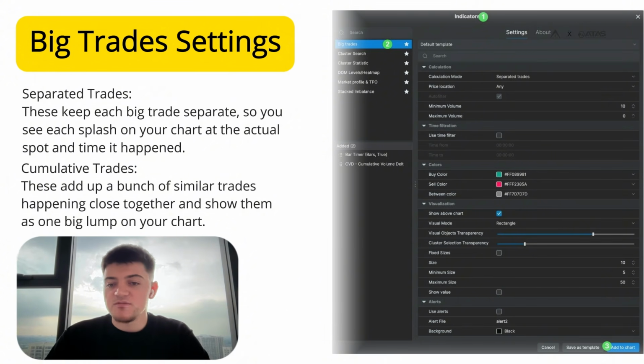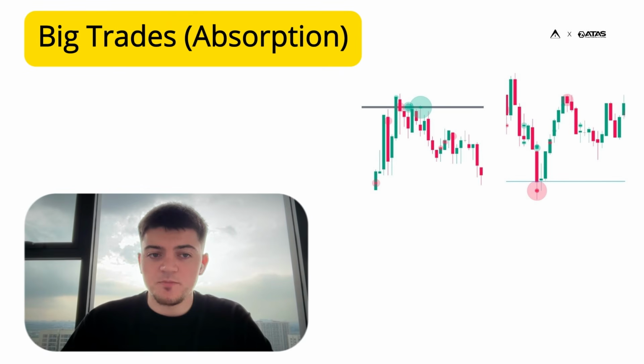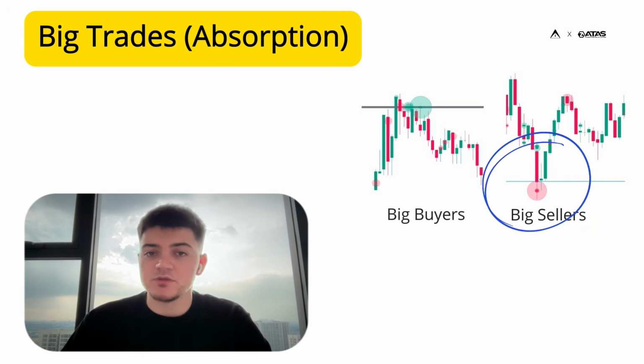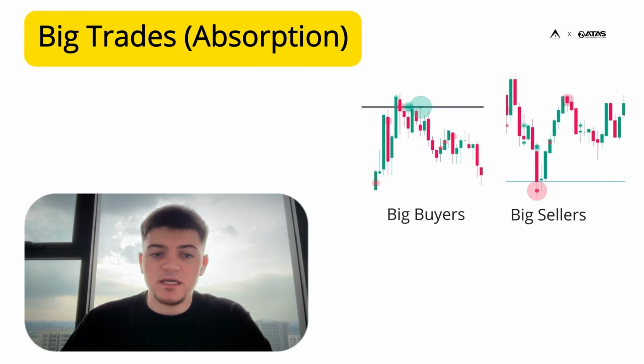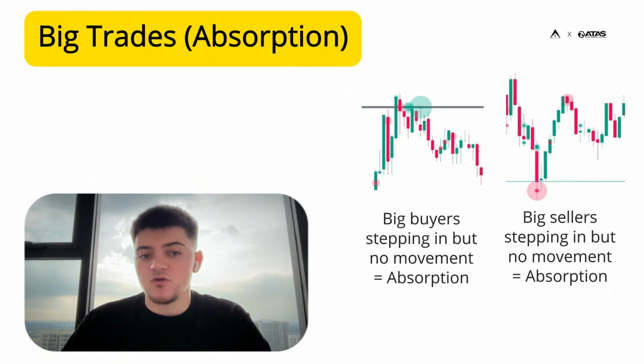And then obviously backtesting and forward testing, this is going to be the main key component. Okay, so the big trades for absorption is going to be a green bubble equals big buyers and a red bubble equals big sellers. Seeing big buyers step in at the resistance level, but getting no follow through is absorption. And then seeing big sellers step in at a support level, but getting no follow through is also absorption. Okay, and I included these examples over here.